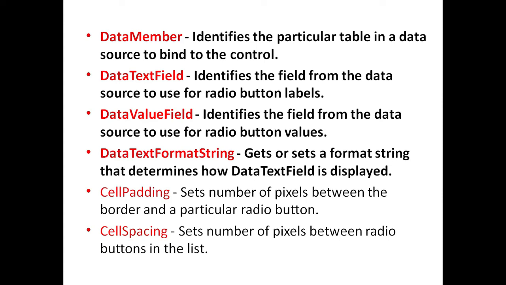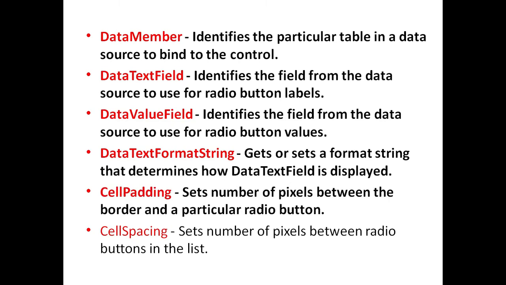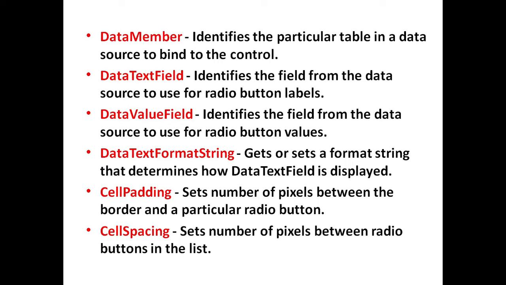Data text format string is used to get or set a format string that determines how data text field is displayed. Cell padding sets the number of pixels between the border and a particular radio button. Cell spacing is used to set the number of pixels between radio buttons in the list.